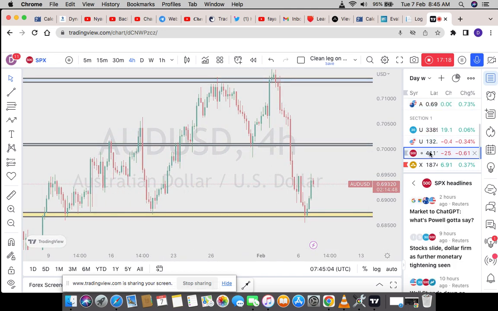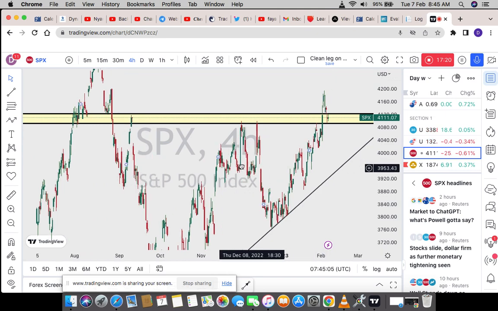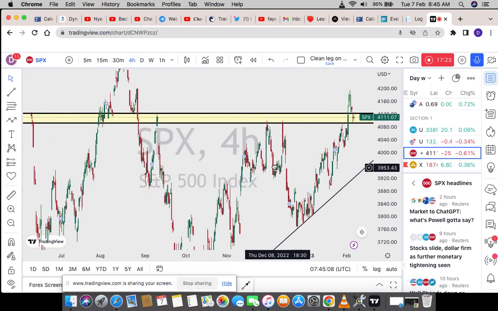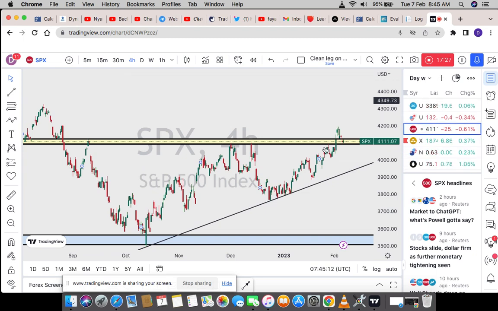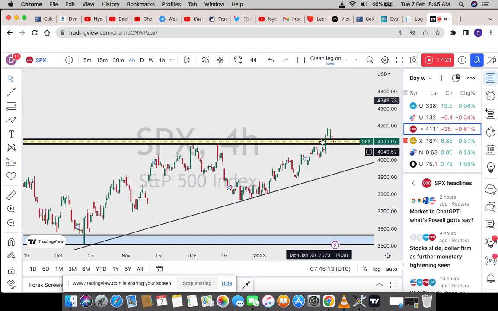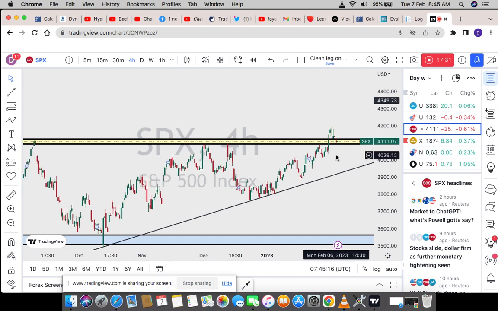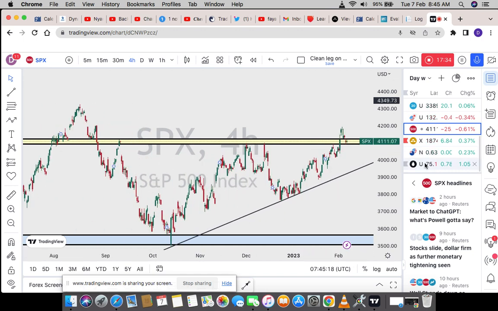Let me see if I have anything on S&P 500. Oh yeah, S&P 500 was giving us some sort of trend setup, but nothing yet. We are still sitting on the level. At first we blew all the way out, however we're back on that level, so there's nothing there yet.